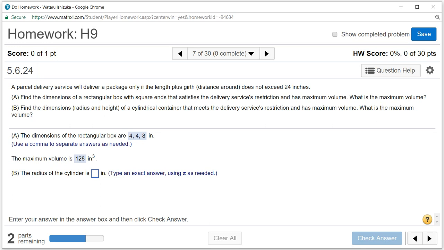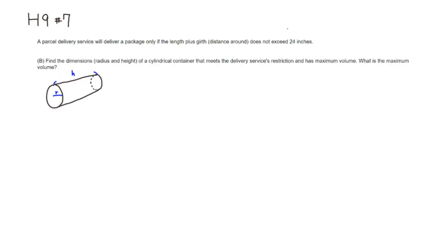Alright, let's look at homework 9, problem number 7, part B. We want to find the dimensions of a cylindrical container that meets the delivery service's restriction and has the maximum volume. So let's do that.